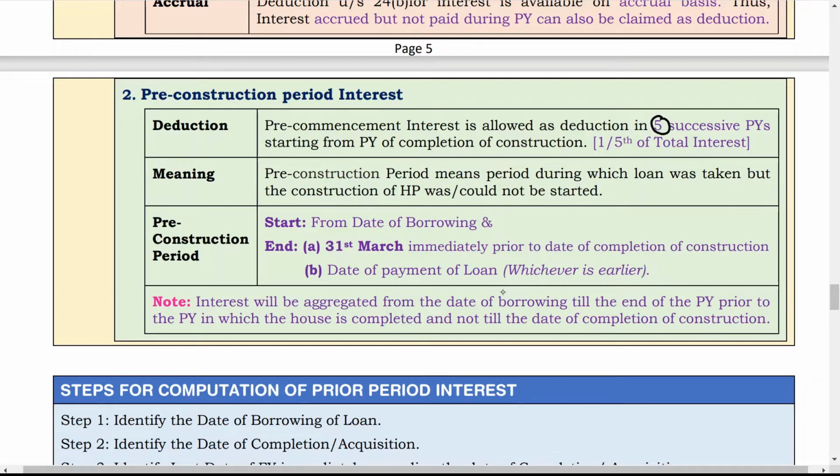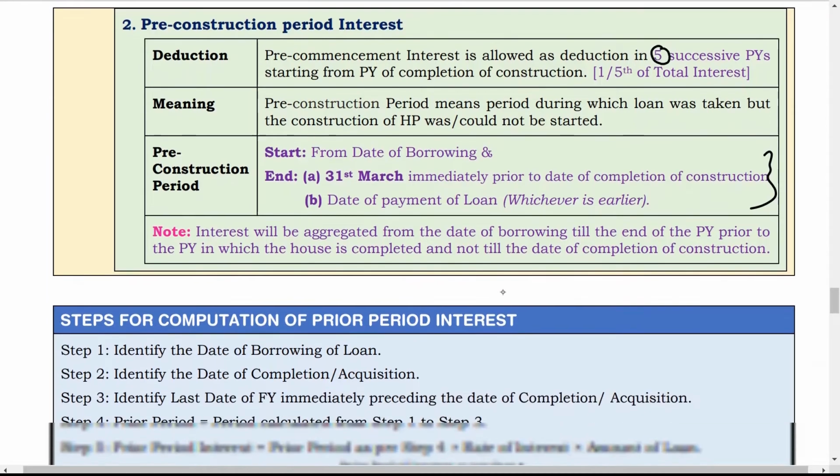Pre-construction period means the period during which the loan was taken but the construction of the house property was not or could not be started. Pre-construction period starts from the date of borrowing and ends on 31st March immediately prior to the completion of construction, or the date of repayment of the loan, whichever is earlier. That we will understand. Note, interest will be aggregated from the date of borrowing till the end of the previous year prior to the previous year in which the house is completed, and not till the date of completion of construction.